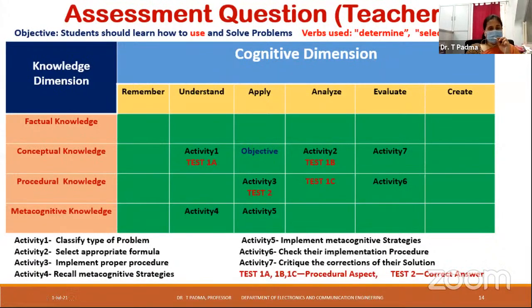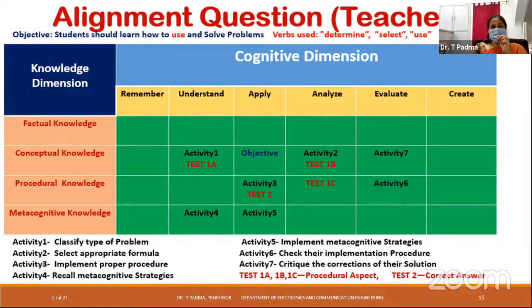So based upon these instruction persons and the learning persons, we can apply the assessment persons. These assessment persons are where we apply the different activities we have done. So there is a test 1A, test 1B for activity 1 and activity 2. So similarly, test 1C. All these activities give the information about the procedural aspect. Test 2 gives the information about whether they are able to apply the correct procedure to solve the problem. So these are the different types of assessment persons which the teachers can apply to the students.